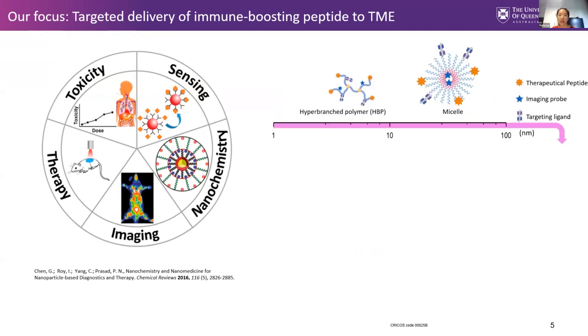Therefore, we hypothesized that a targeted nanocarrier delivery platform can deliver this immune-boosting peptide into the tumor microenvironment in a controlled manner, thus increasing the accumulation of peptide and subsequently suppressing tumor progression via an enhanced Th1 immune response. So this data will be very valuable for the clinical translation of this peptide.